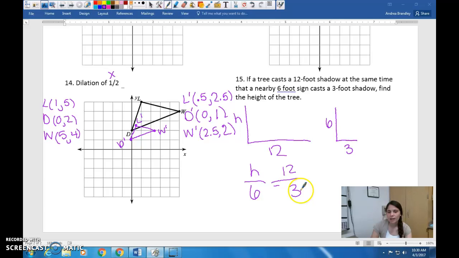And then I'm going to go ahead and cross multiply. So 3 times H is 3H. 6 times 12 is 72. And then to get the height, I can just divide by 3. So my 3's cancel. And 72 divided by 3 is 24. So my height is equal to 24 feet, which makes sense because 3 times 4 is 12, 6 times 4 is 24. So it keeps our similarity going.